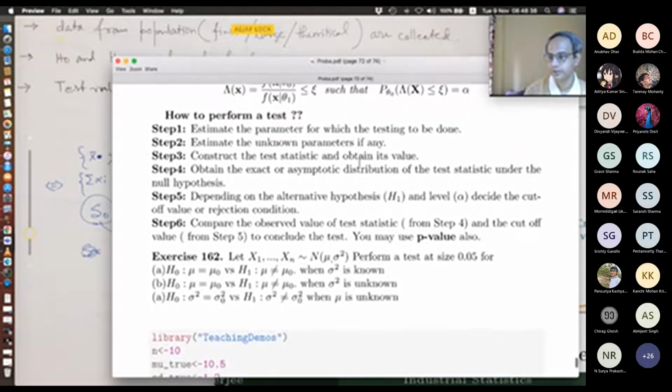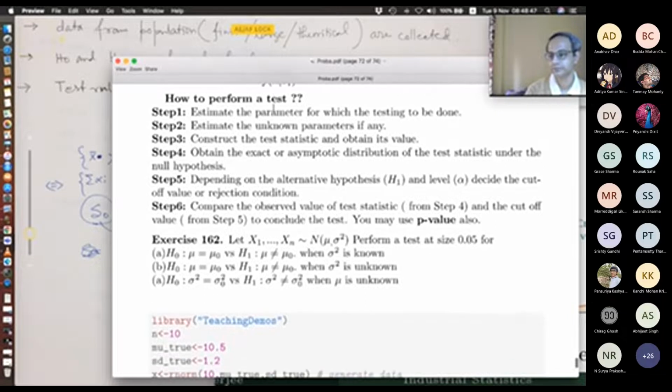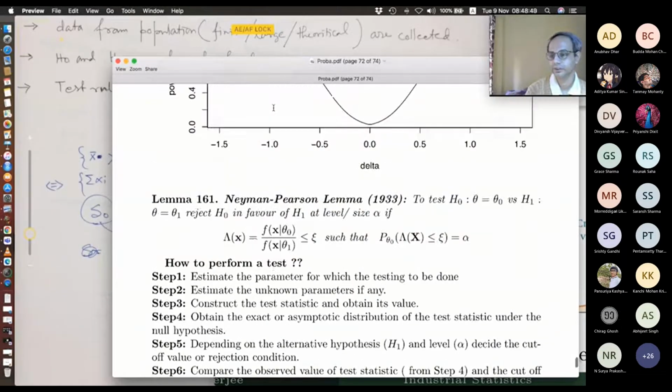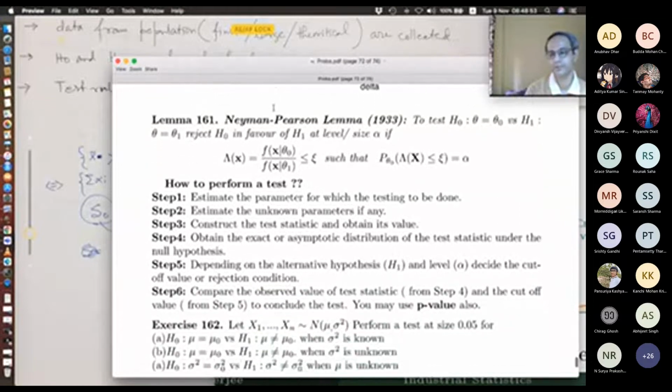Now let us go for the construction of a test. Any query before we go for the construction of a test? Sir, can you explain the power curve again? Okay, let me just construct one. It will be easy for me to explain.